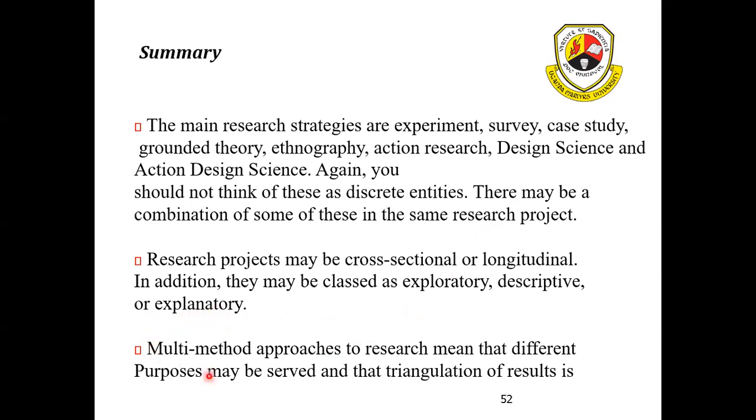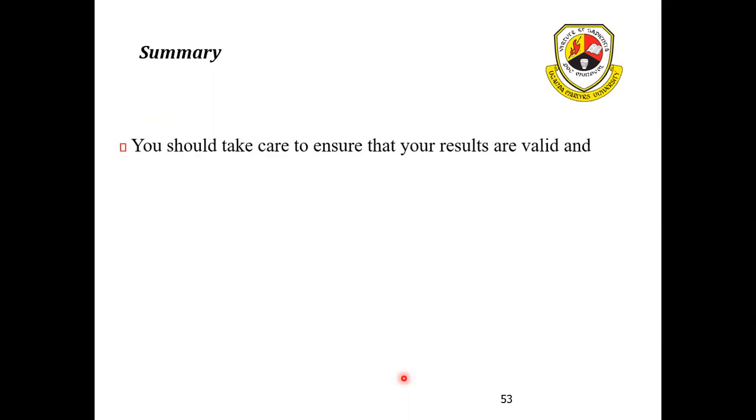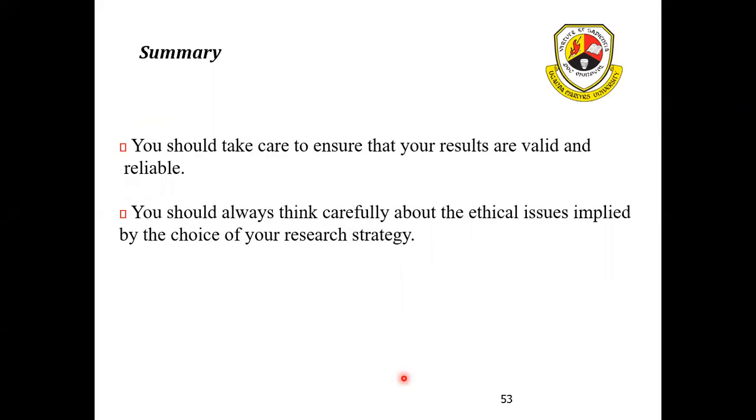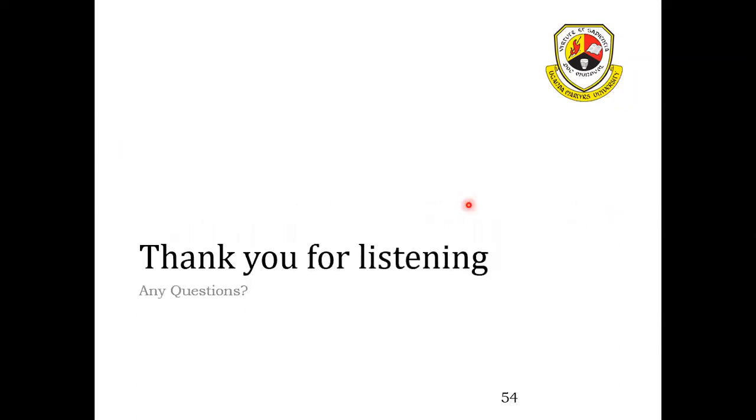Now, for us to have multi-method approach, normally this is when we have qualitative research and we're trying to triangulate our results. Validation and reliability are important, whether you're doing either qualitative or quantitative. Ethical issues are extremely important. It's for academic research. These are non-negotiables.